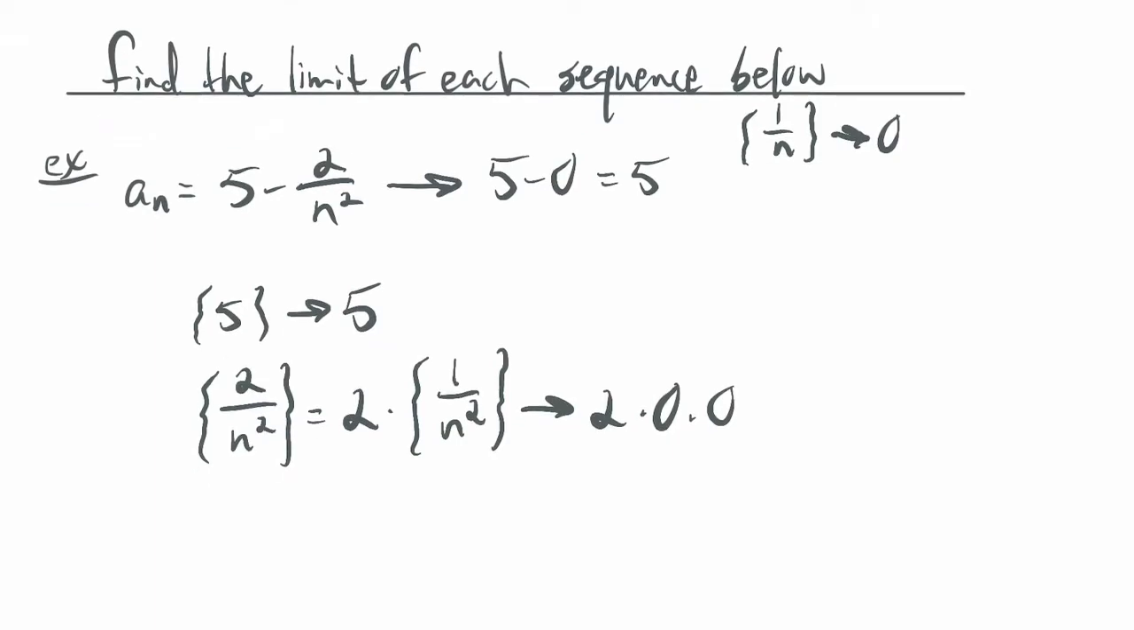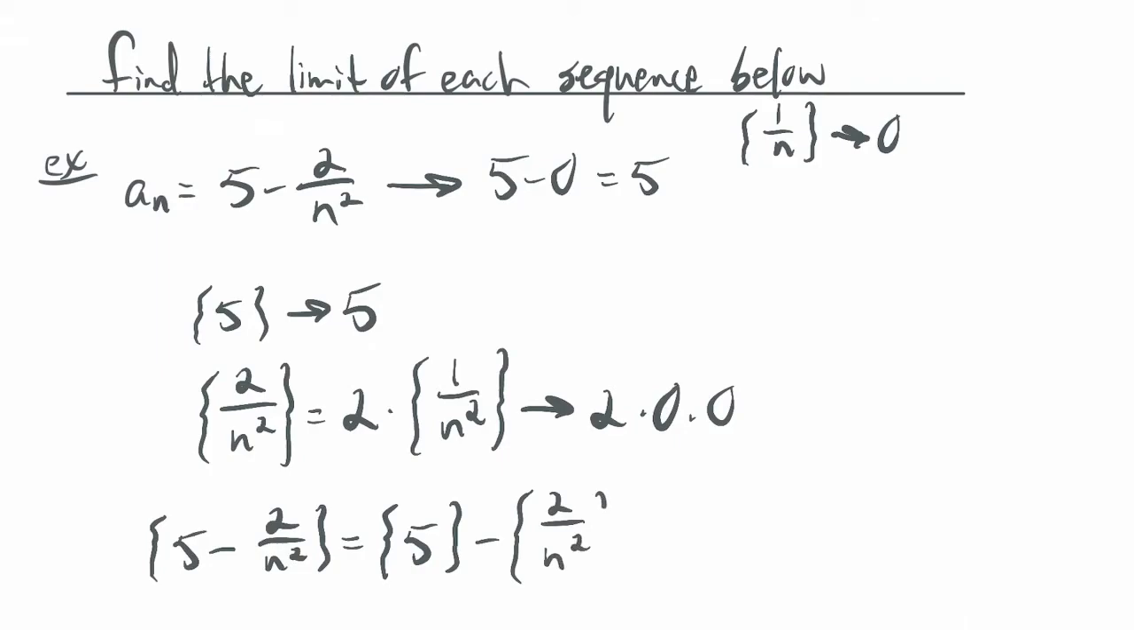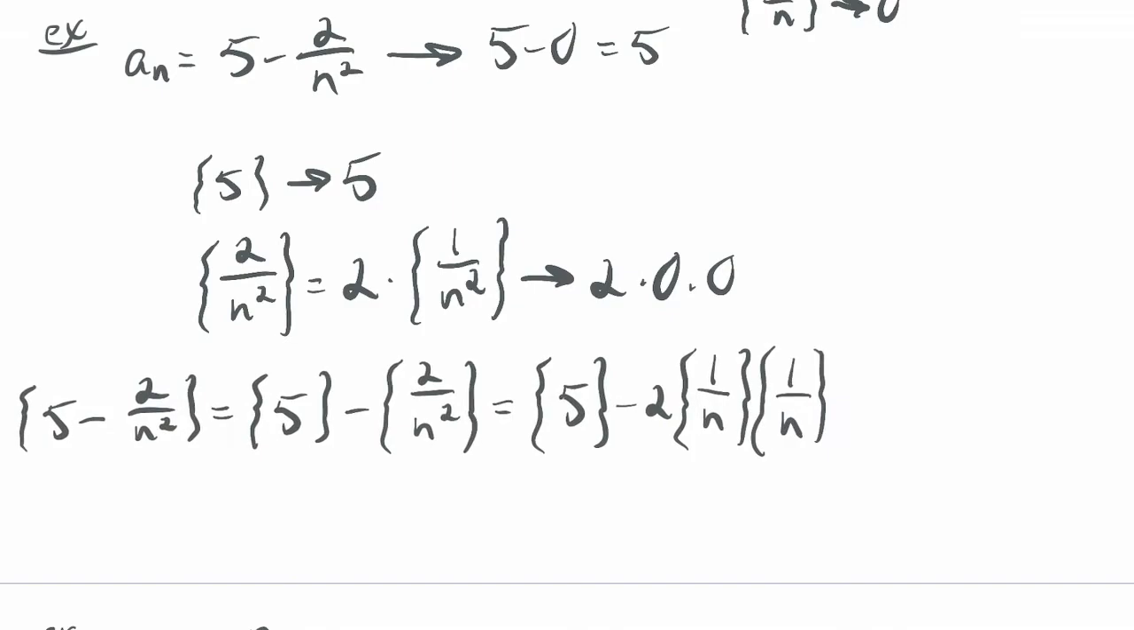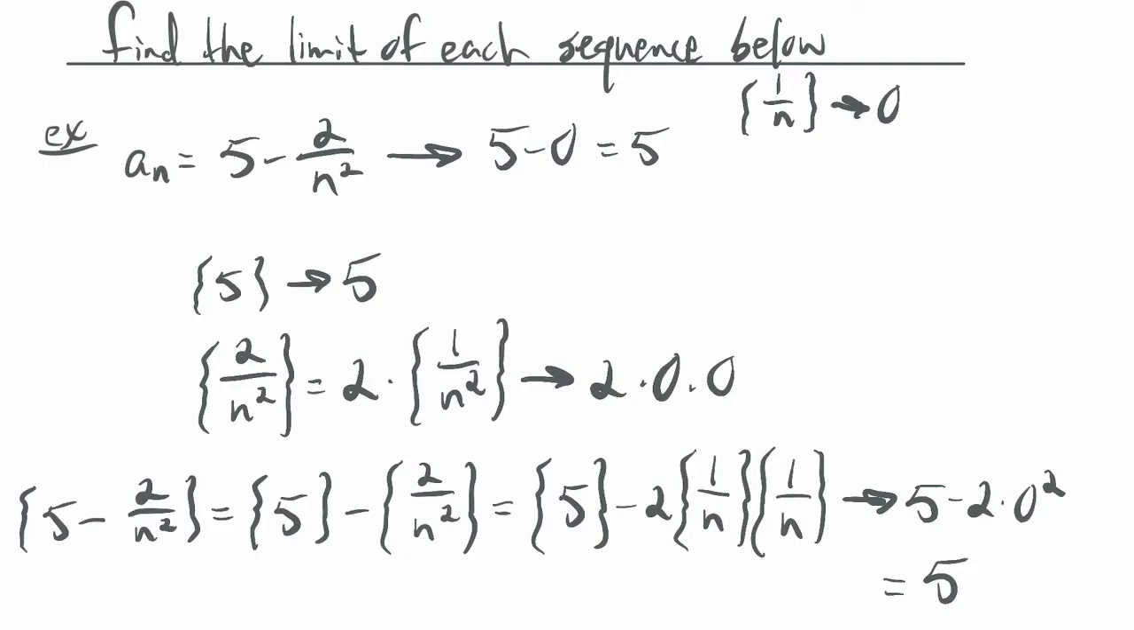What I could do if I wanted is I could write this as the sequence 5 minus 2 over n squared, which equals the sequence 5 minus the sequence 2 over n squared, which equals, well, if I want, I can do it this way: 5 minus 2 times the sequence 1 over n times the sequence 1 over n. And then this all goes to 5 minus 2 times 0 times 0, which equals 5. So there's two ways to write out the justification, but it's essentially the same thing.